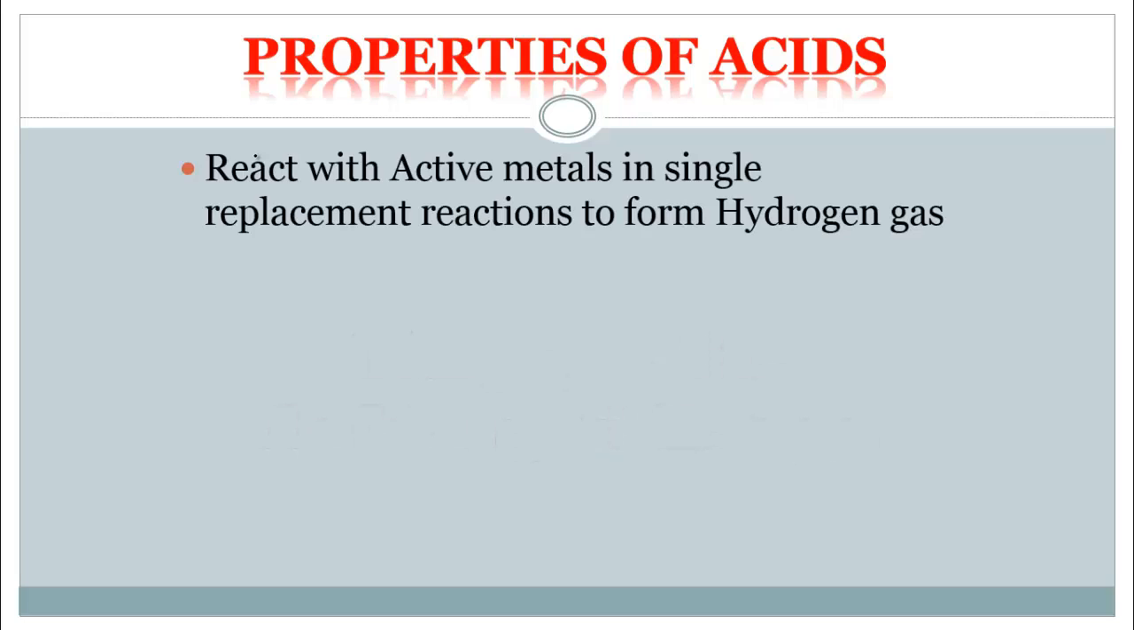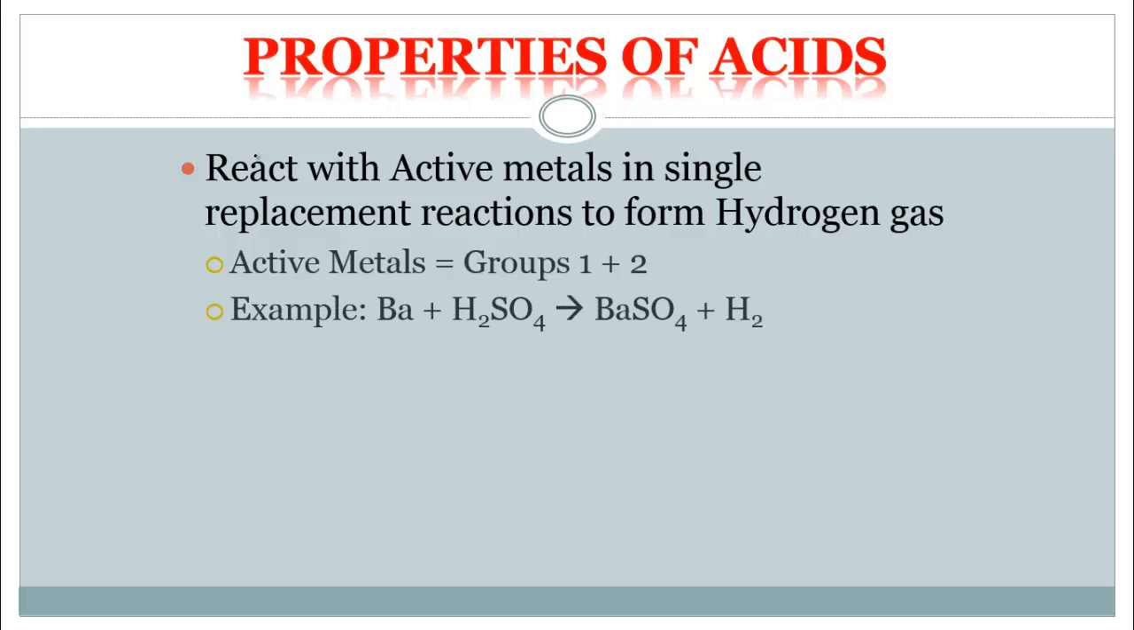Let's begin with acids. Acids react with active metals in a single replacement reaction to form hydrogen gas. The active metals we'll talk about are those in groups 1 and 2, so the first two columns on your periodic table. For example, when Ba, barium, reacts with H2SO4, or sulfuric acid, it forms BaSO4 and H2, barium sulfate and hydrogen gas.